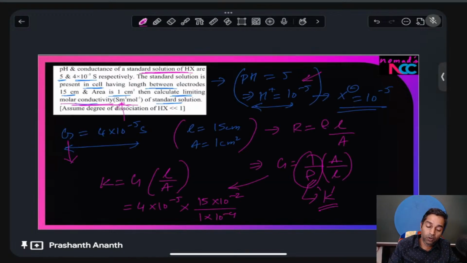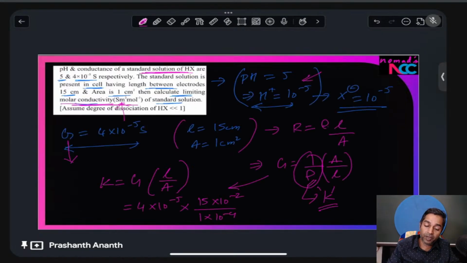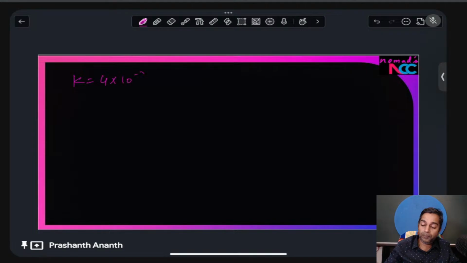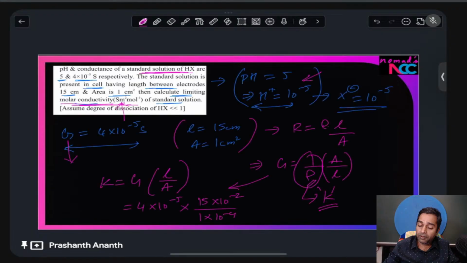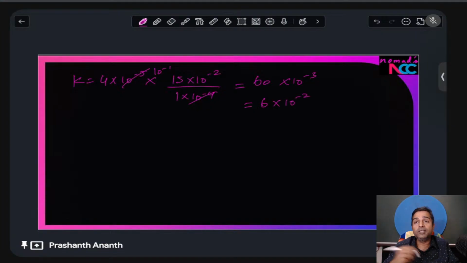So kappa works out as 4 into 10 power minus 5 multiplied by 15 into 10 power minus 2 divided by 1 into 10 power minus 4. So we'll end up having this working out as 60, and we'll have this and this going off. This will become 10 power minus 1, 10 power minus 3. So it works out as 6 into 10 power minus 2. So this is the kappa here.